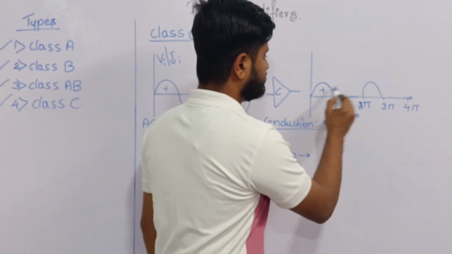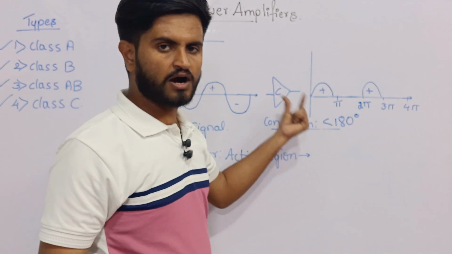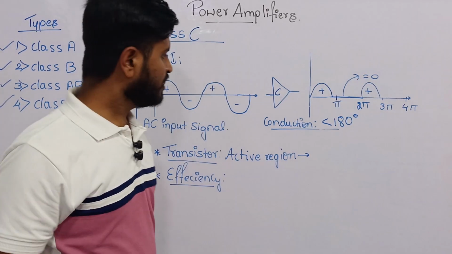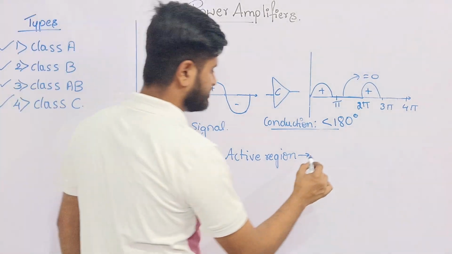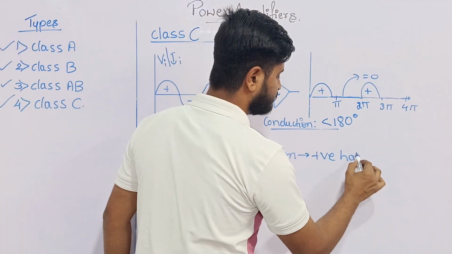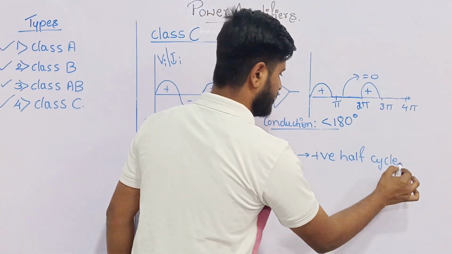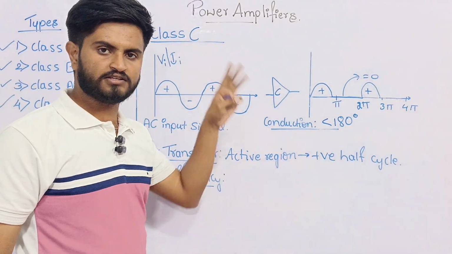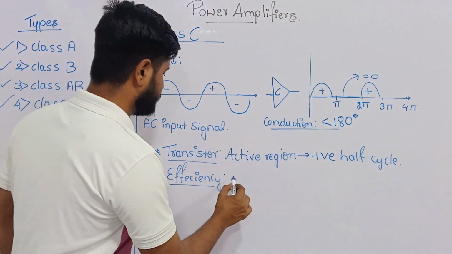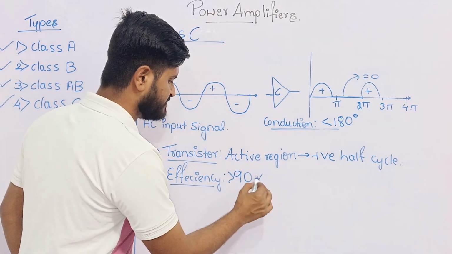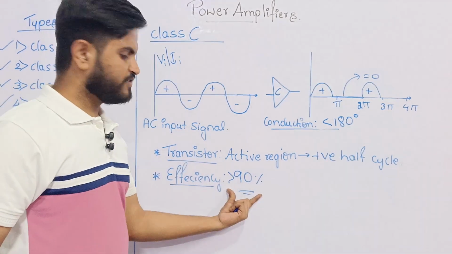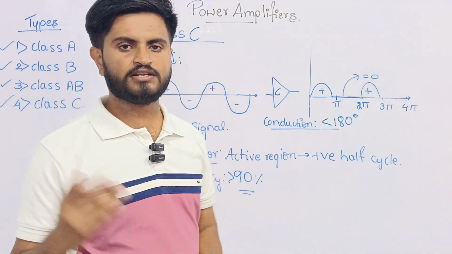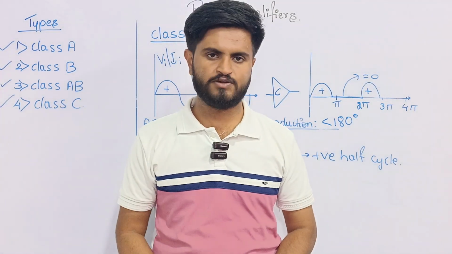Again, like that only. So it will also rectify the positive half cycles only and nullify the negative half cycles. So you can tell that the transistor will be in the active region only in the positive half cycle of the signals. And if you see the efficiency, class C has more efficiency than all other three power amplifiers. So its efficiency will be greater than 90%, and it is more efficient than all other classes, that is class A, class B and class AB power amplifiers.